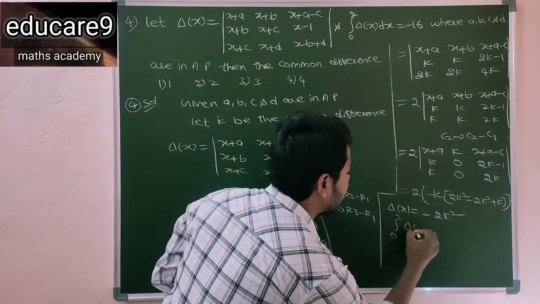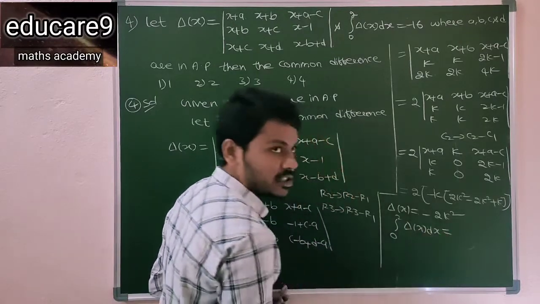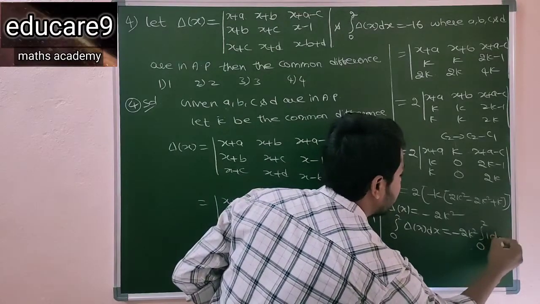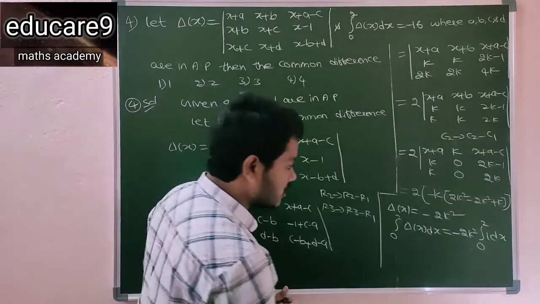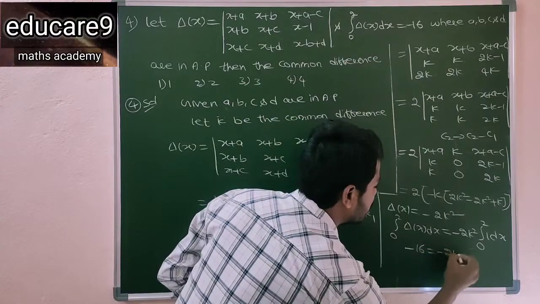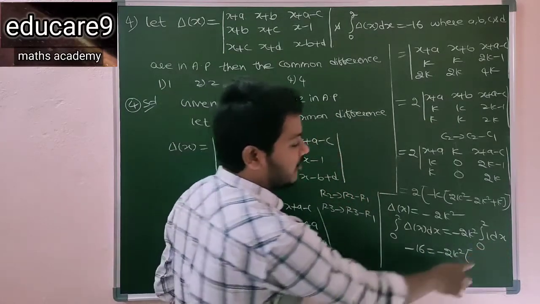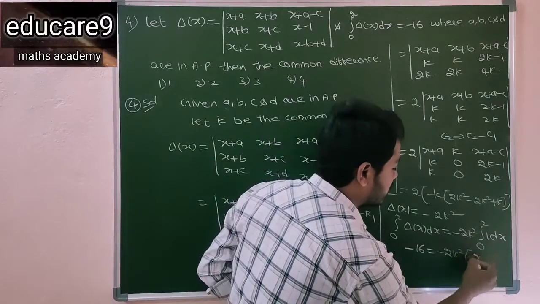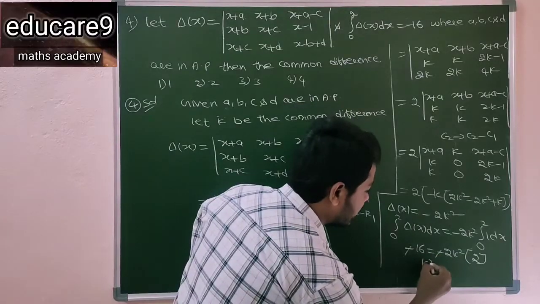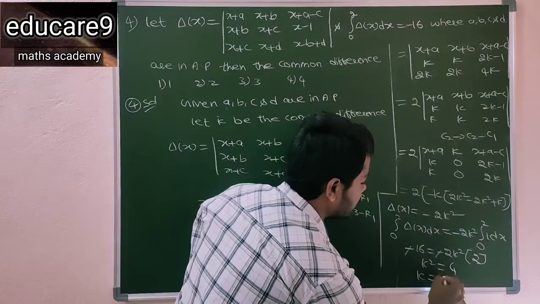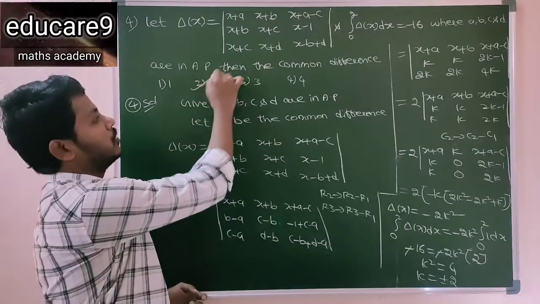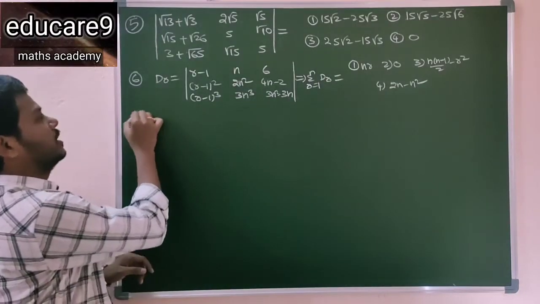Now find the integration of 0 to 2 delta x. Integration 0 to 2 delta x dx, this is constant. So this is minus 2k square integration 0 to 2 of 1 dx. So what is this value? Minus 16 is equal to minus 2k square into integration of 1, which is x. So you will get 2 here. Minus minus gets cancelled. k square is equal to 4. So k is equal to plus or minus 2. So clearly option 2.